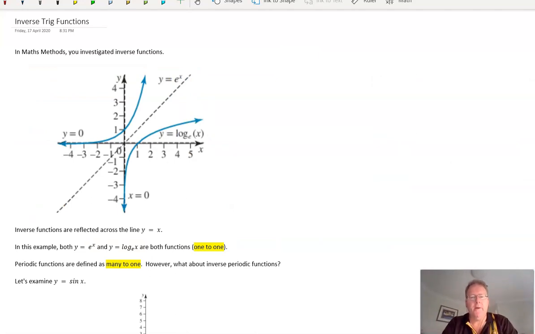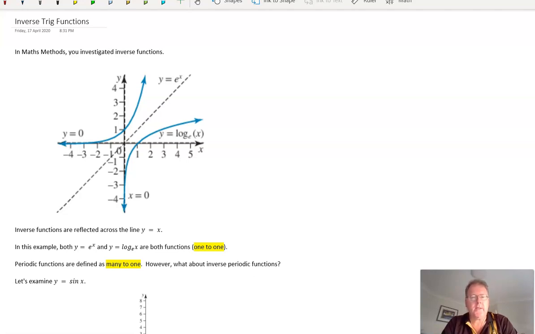Now, in year 11, in unit 1, you were looking at inverse functions. And I just want to recap a little bit about that before we get stuck into these periodic functions. So what you see on the screen is two functions. We've got y equals e to the power of x, and we've got y equals log base e, or ln x. And we know from our explorations that those two functions, exponentials and logs, are inverse functions of each other. They typically undo each other.